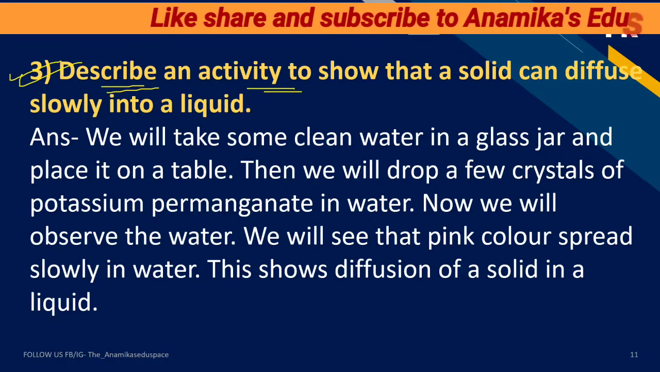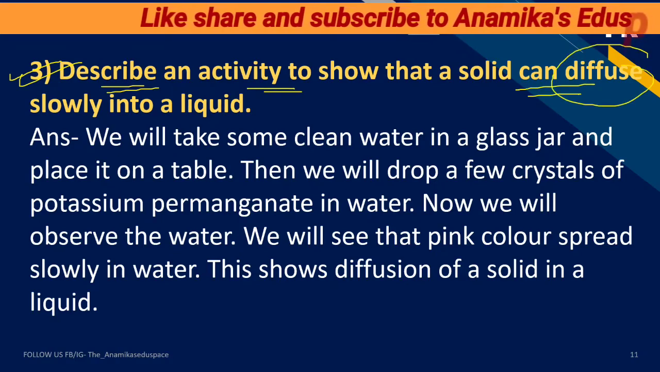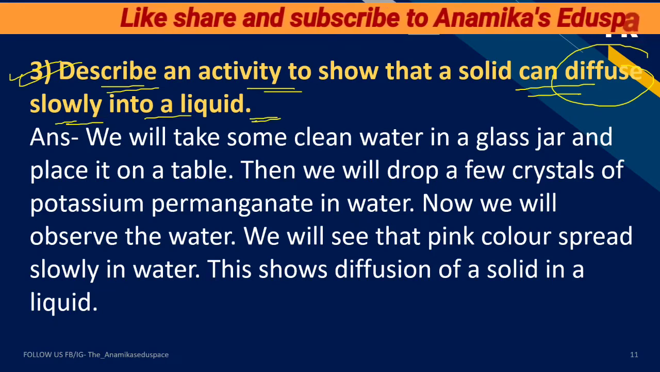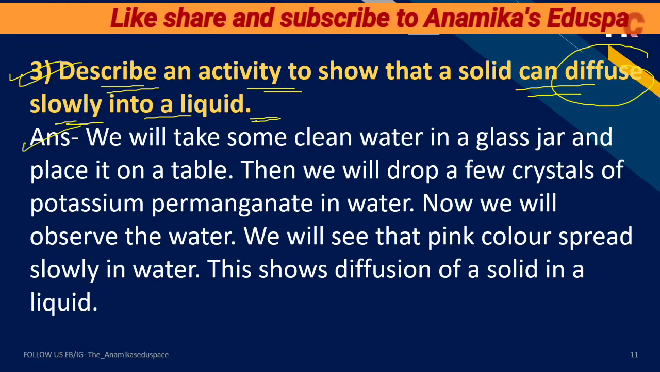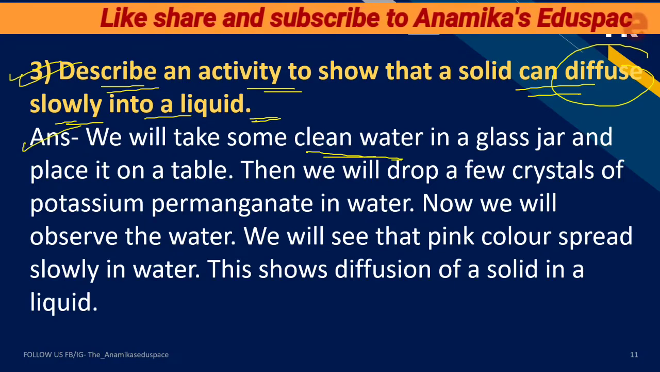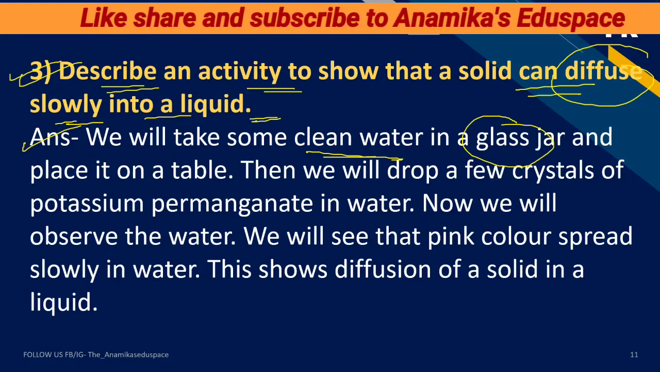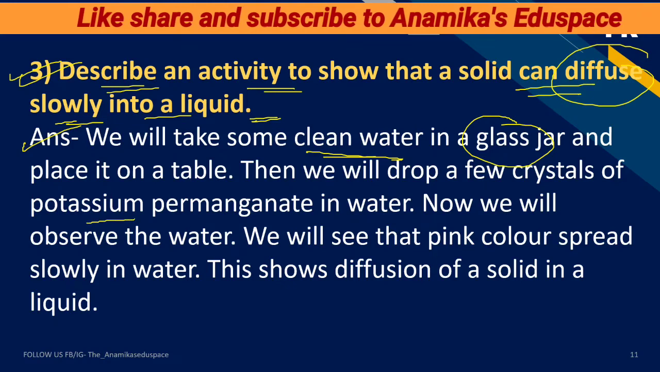Describe an activity to show that solids can diffuse slowly into liquid. Okay. Now the answer is, we will take clean water, okay, in a glass jar and place it on the table. Then we will drop a few crystals of potassium permanganate in the water. Now how will you identify potassium permanganate? It is almost purple to pink in color. Okay. Now we will observe the water carefully. We will see that pink color spreads slowly in the water.